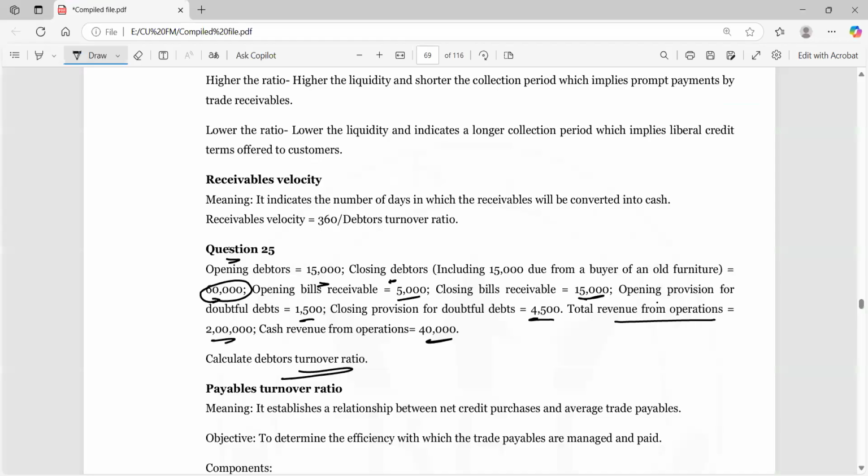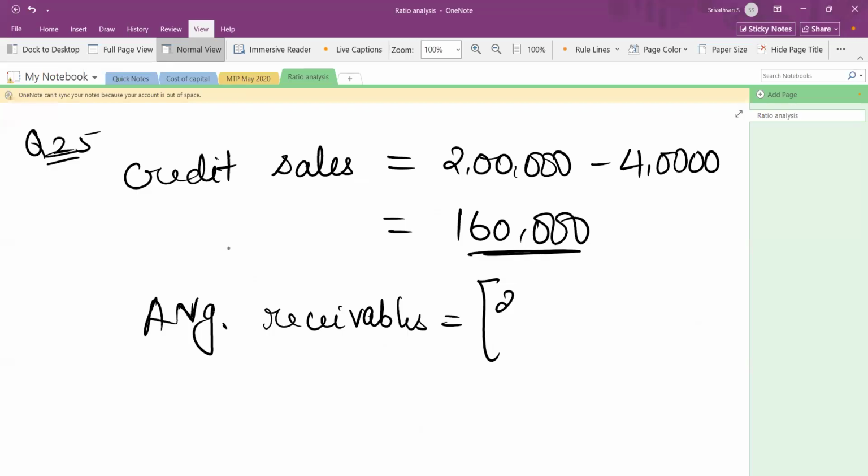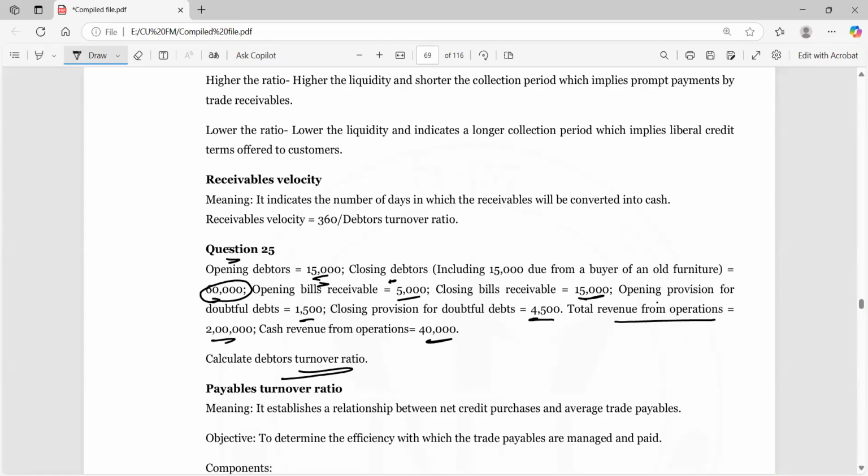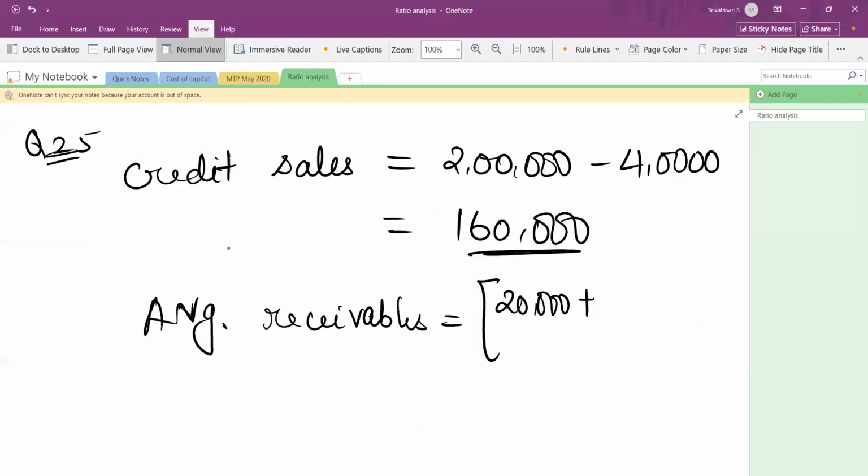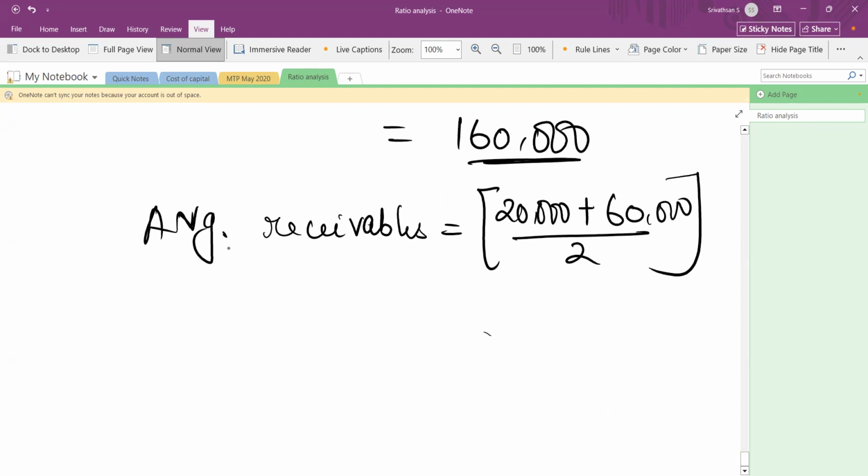What is the opening debtors? 15,000. Opening bills receivable 5,000. What is the total opening balance? 20,000. Plus, what is the closing debtors? 60,000, but you have to exclude this 15,000. So it is 45,000 plus closing bills receivable 15,000. What is the total? 60,000 divided by 2. What is the average? 40,000.